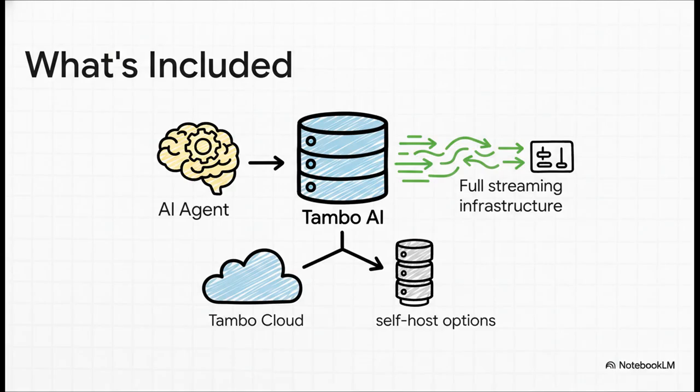And make no mistake, Tambo is way more than just a front-end SDK. It's the whole shebang. It comes with the AI agent built in. You just bring your own API key. It handles all the complex streaming in the background, and it gives you the choice to either use their managed cloud service or host everything yourself.